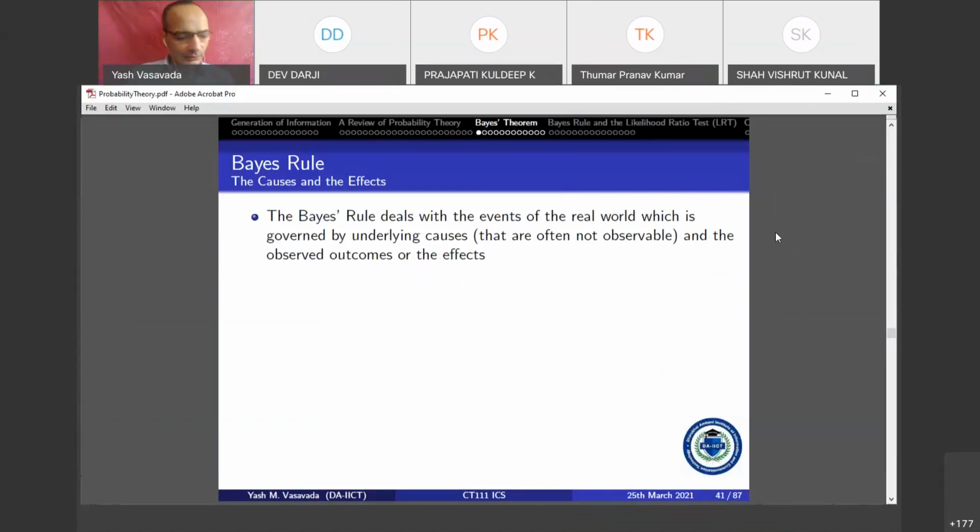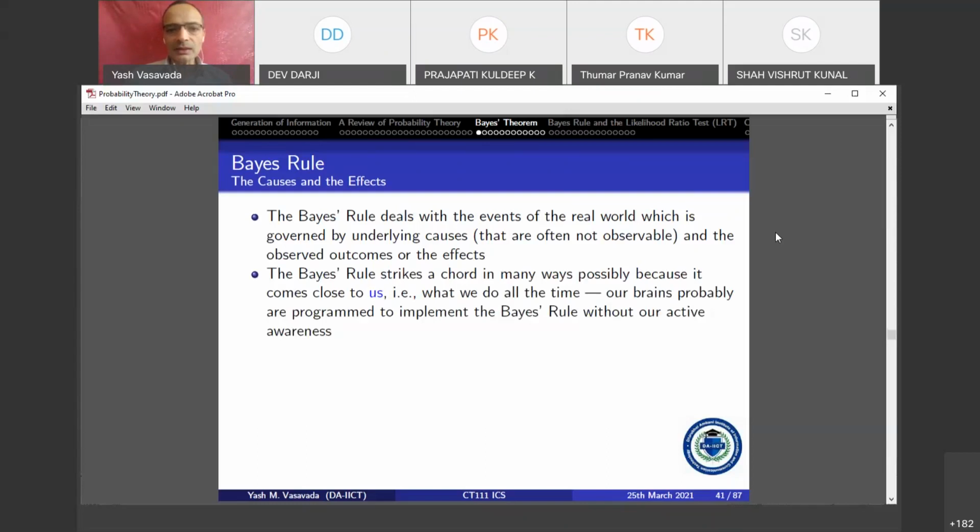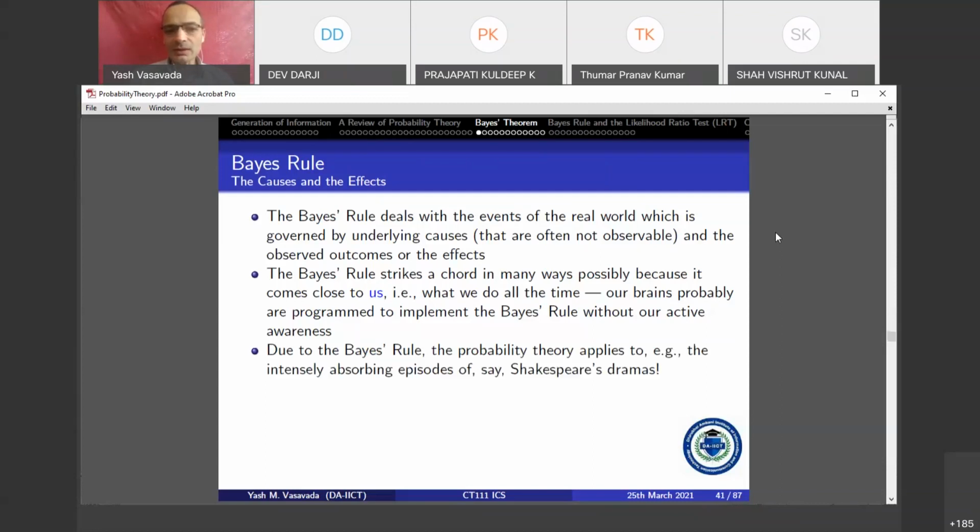So we will begin by reviewing the Bayes theorem. As we have said, Bayes' rule deals with the events of the real world. What this theorem actually does is it quantifies, it mathematically formulates the operation of beliefs that continuously get updated in our brains. So in a way, it is something that is inherently familiar to us, although maybe without our active awareness.